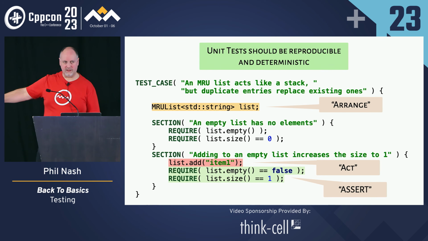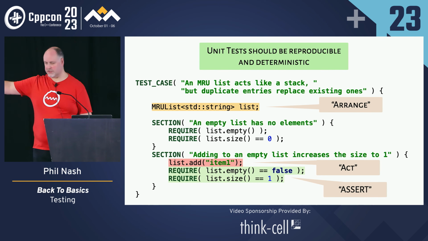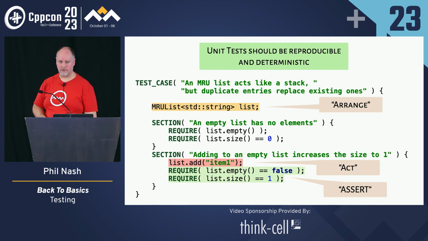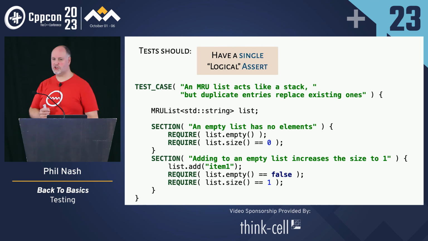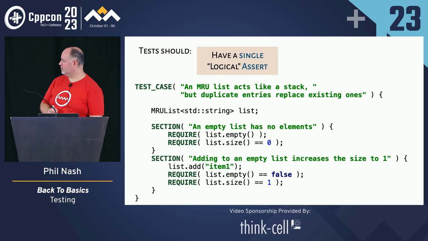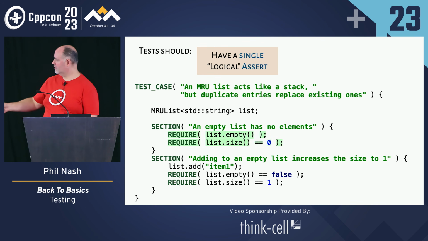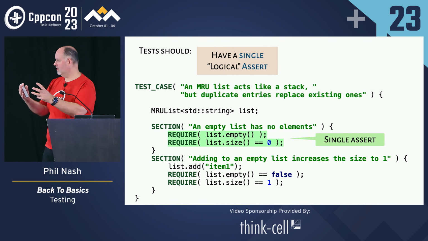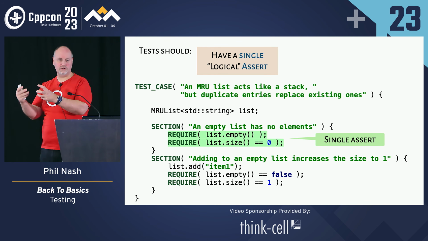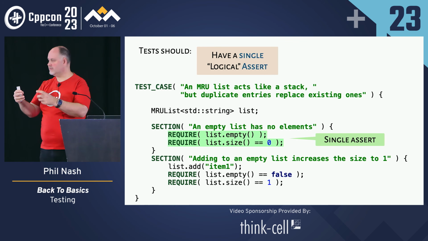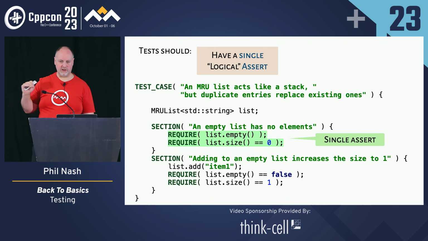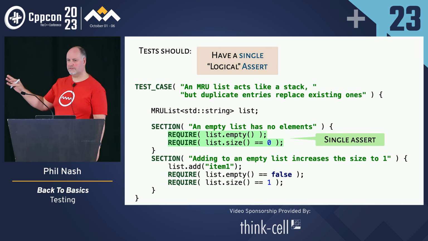Notice the word assert there is singular. There's actually two assertion macros. I mentioned earlier the single assert rule. You may have heard that before. So what's going on here? I like to call it the single logical assert. So what we're really saying is the empty list, that's a single state that we want to assert. There might be multiple ways to assert that or part of it. So you might actually need more than one physical assert statement, but it's a single logical assert, and that's fine. That's not a violation of the single assert rule.